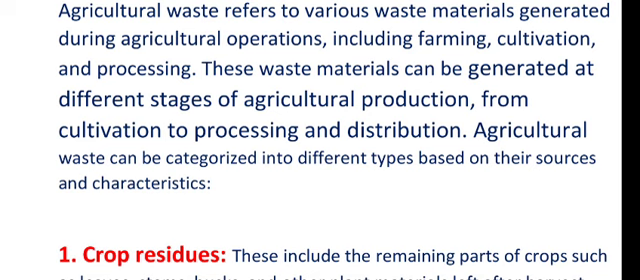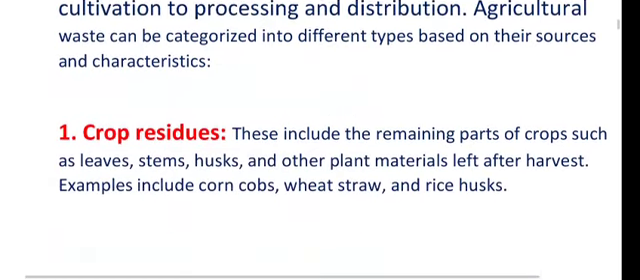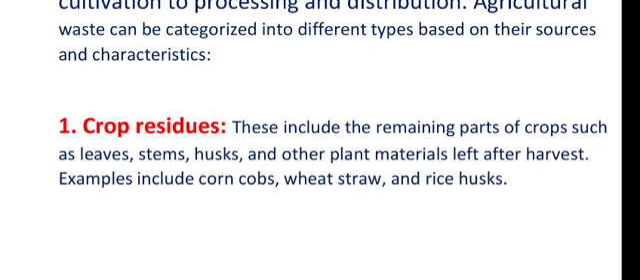So one of the first and foremost sources of agricultural waste is crop residues. These crop residues include the remaining parts of crops, such as leaves, stems, husks, and other plant material left after harvest. So all those parts will be included as crop residue. Examples include corn cobs, wheat straw, and rice husks.